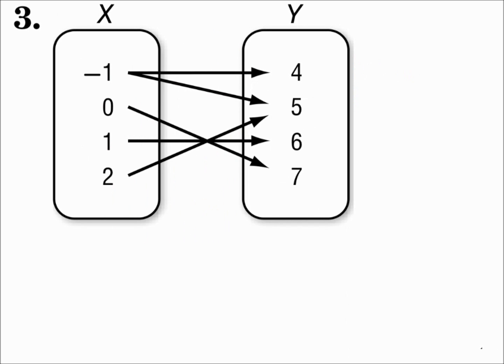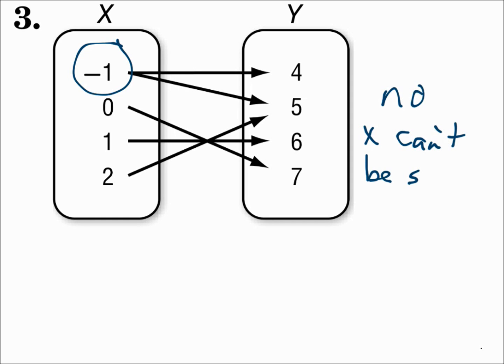When you have a mapping, check the x values. Does the x ever go to more than one y? And this one does. -1 is shared. You can't have the x shared in a mapping. That is not a function.